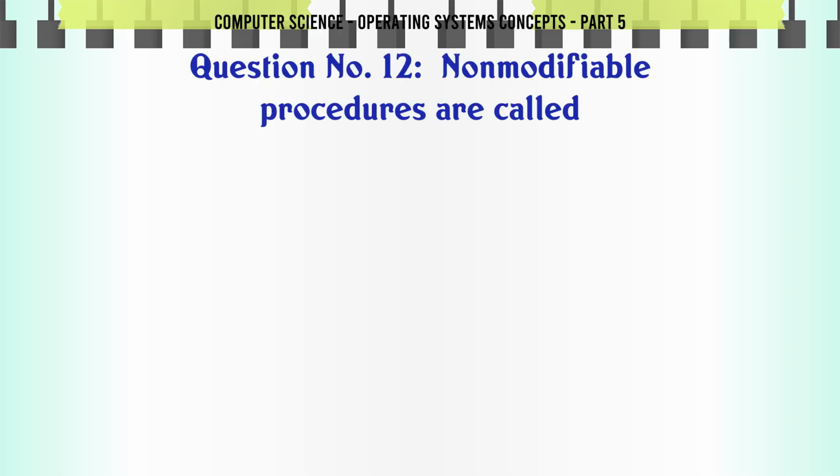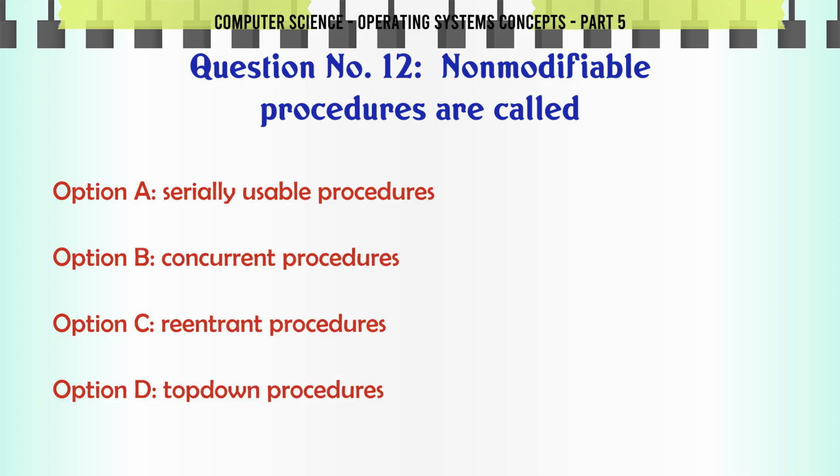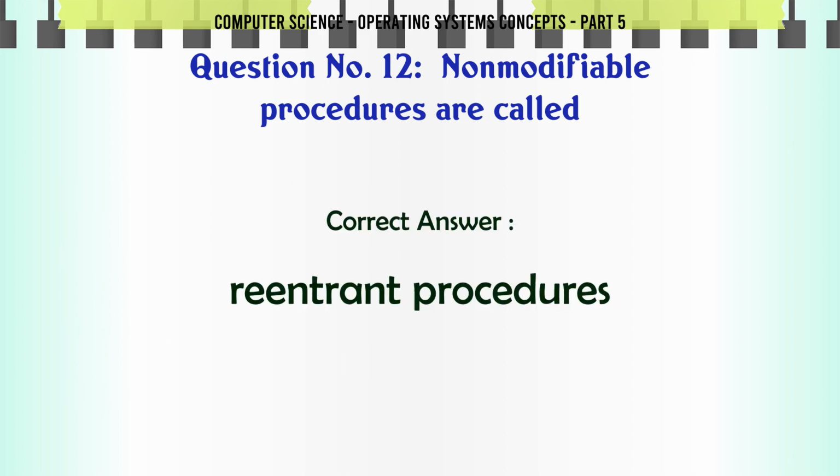Non-modifiable procedures are called: A. Serially usable procedures. B. Concurrent procedures. C. Reentrant procedures. D. Top-down procedures. The correct answer is reentrant procedures.